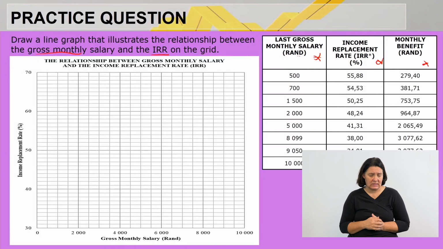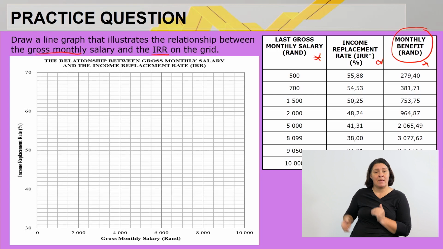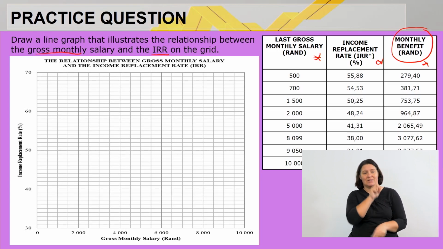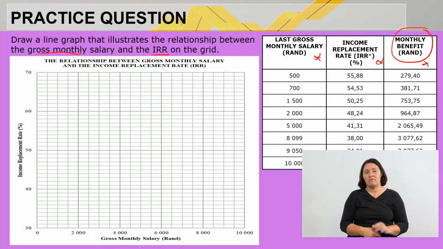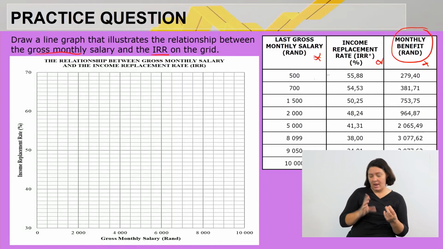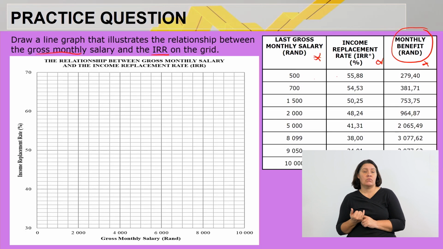It's important for you to establish what information you need to work with. So what are the two applicable columns that I need to work with? It will definitely be the last gross monthly salary as well as the income replacement rate. Guys, I hope that's clear to you, because if I work with the monthly benefit, I am not going to answer this specific question. Are we clear on that? Remember, when we do a graph, we work with ordered number pairs. So this now becomes our ordered number pairs.